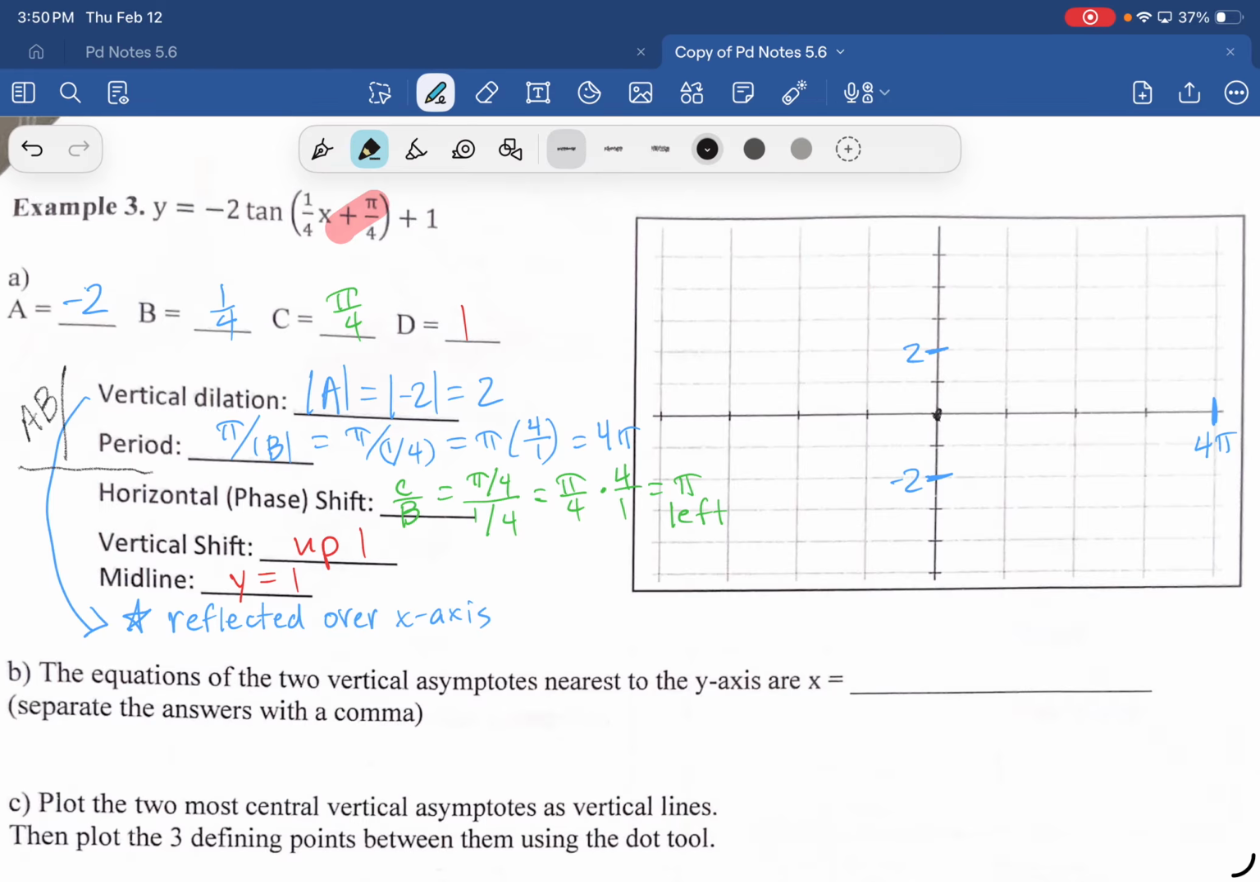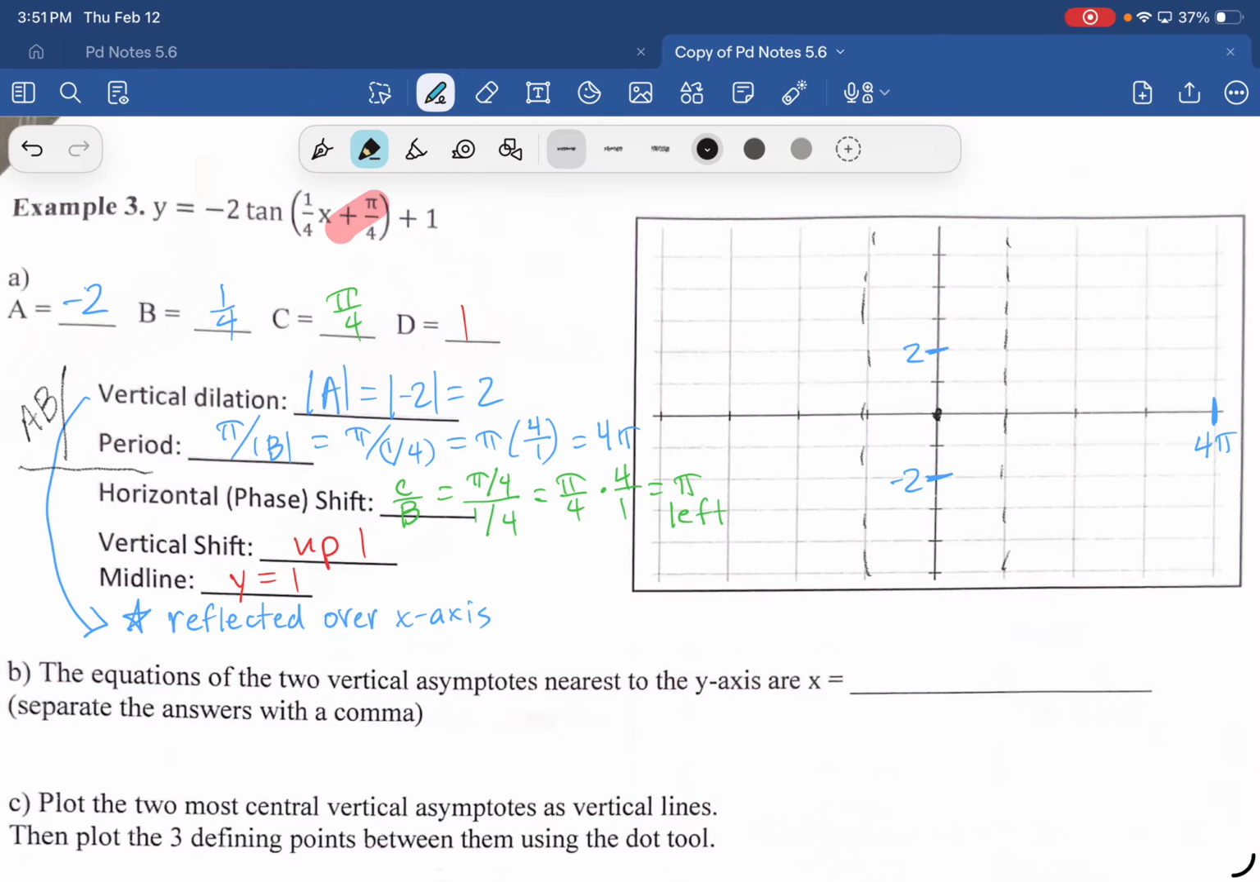It's all right. Yep, sorry. All right, so the vertical dilation is 2. That was fine. But I can't erase just pieces.